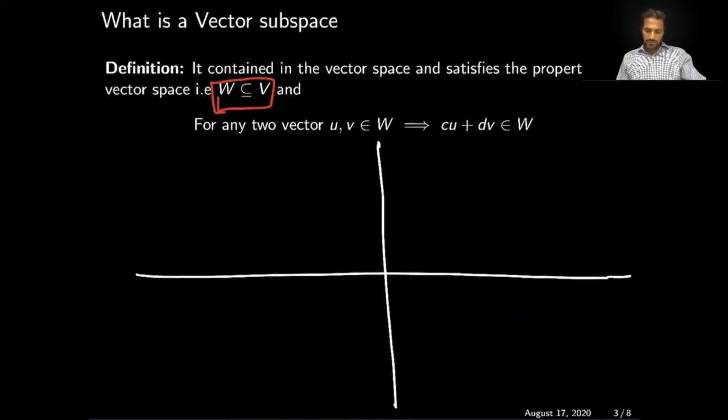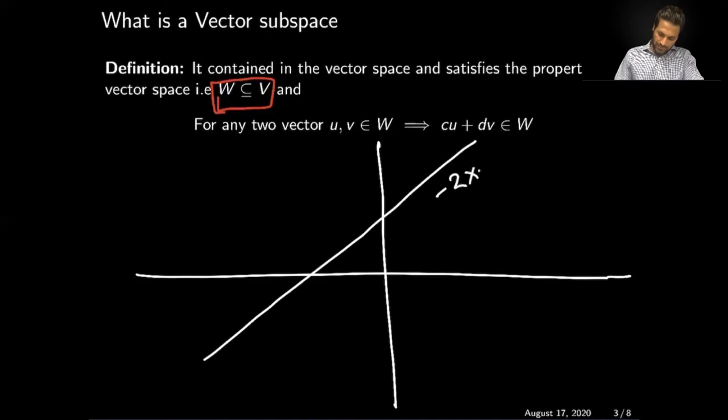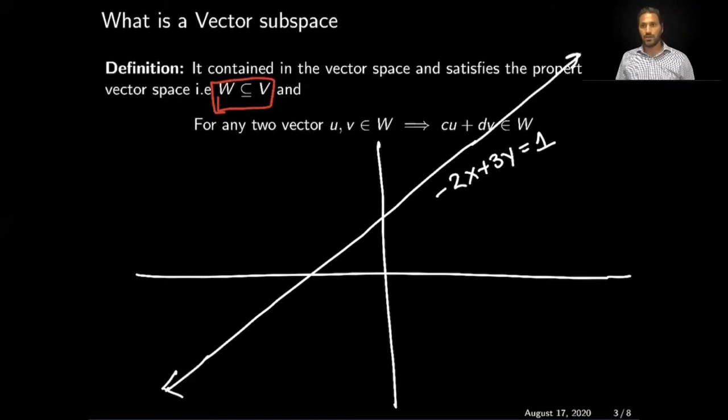Now let's look at an example of a space which is not a vector subspace. Let's suppose you have the line 2x plus 3y is equal to 1. This line lies inside this space, but it is not a vector subspace. The very reason is that if you take two vectors, let's suppose I take this vector in the line, if the head of the vector is on the line, it means that vector is in that set. So if I take these two vectors, let's say this is v and this is w.